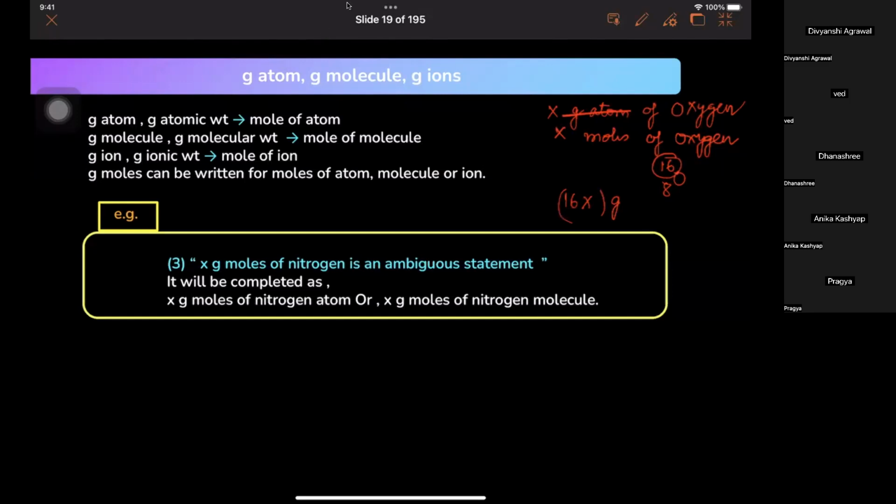How many of you understood this? 16 X grams is the answer for this question. Please type 1 in chat box. Great.